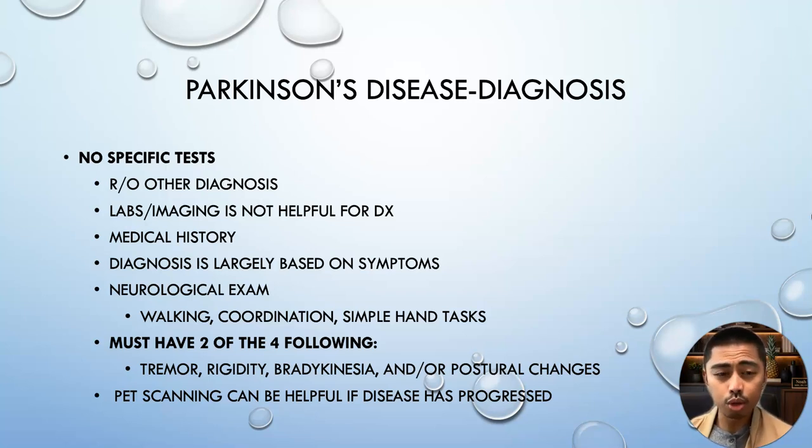Now, here's the important thing to remember. For the diagnostic criteria, they must have 2 or more of the 4 cardinal symptoms. So remember, the cardinal features are TRAP: tremor, rigidity, akinesia or bradykinesia, and postural instability. And sometimes if we need advanced testing, we can use a PET scan, which may help if diagnosis is unclear or the disease has progressed.